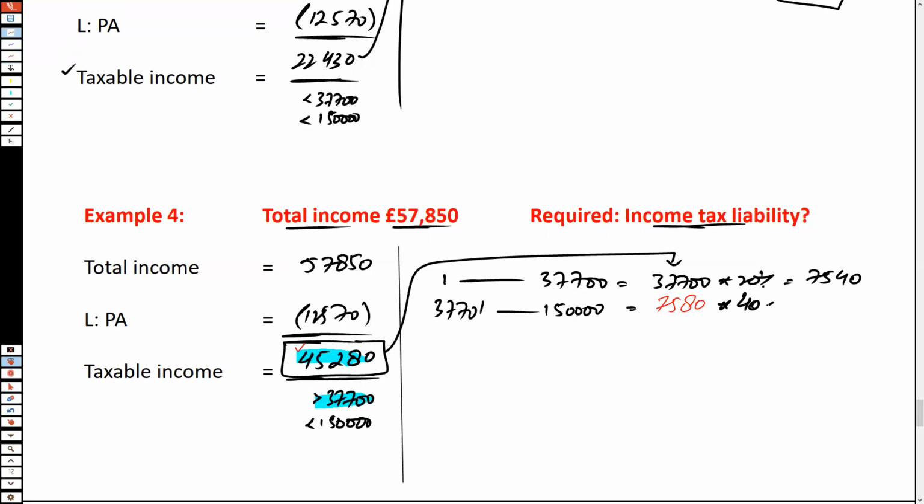It means the tax rate is 40%. 7,580 into 40% is giving you an amount of 3,032. By adding these two amounts, the total income tax liability is 10,572. For further confirmation purposes, the sum of these two values should be equal to your total taxable income. So this is how we need to follow the tax band limits.